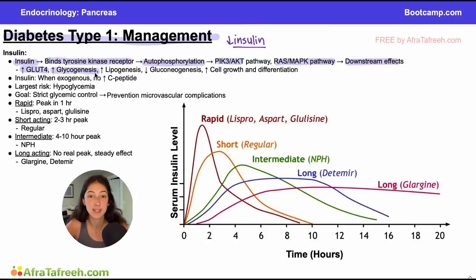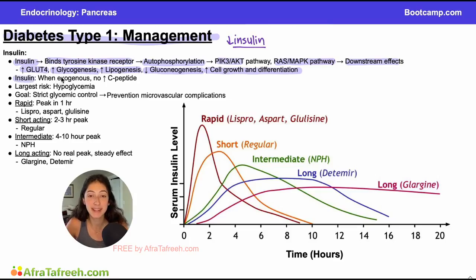Increase glycogenesis. So we're going to take glucose and make it into glycogen for storage. Increase lipogenesis. So glucose gets turned into fats for storage. Decrease gluconeogenesis because we don't need to make any more glucose when we have it in abundance. And then increase cell growth and differentiation. Remember that this is an anabolic process, so we are making new tissues.